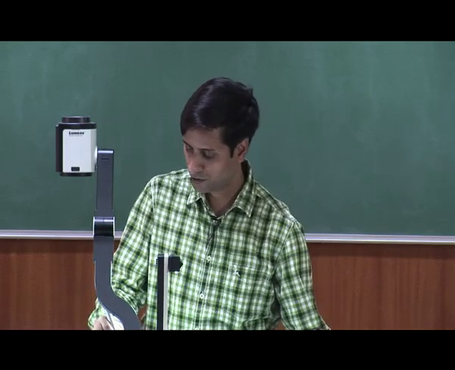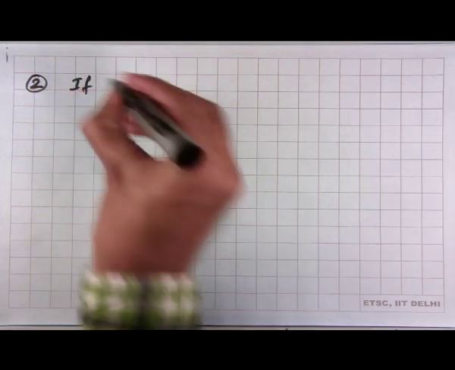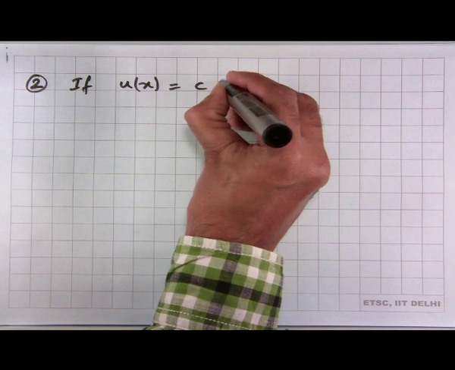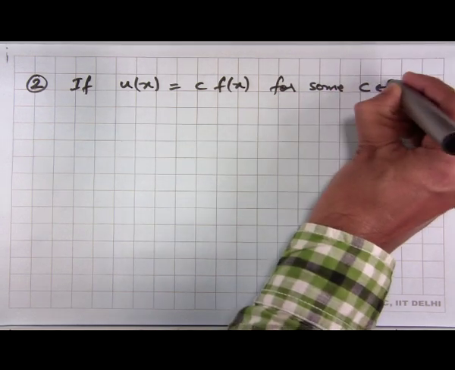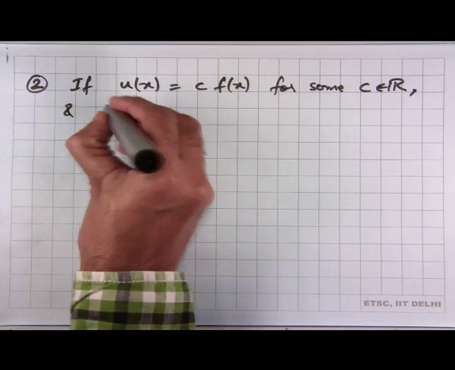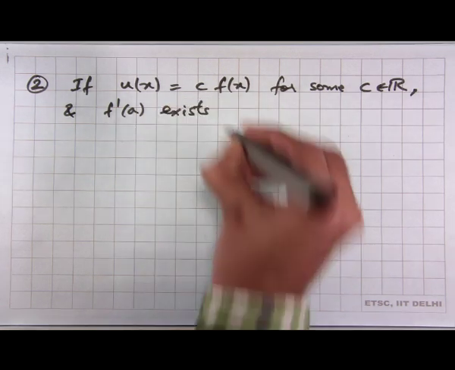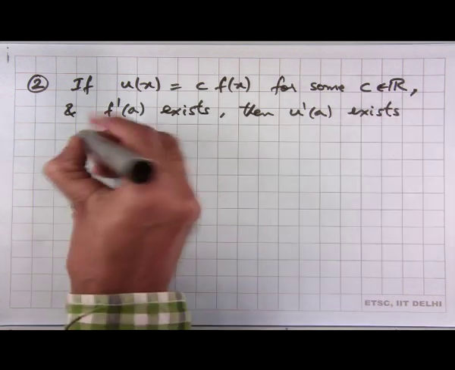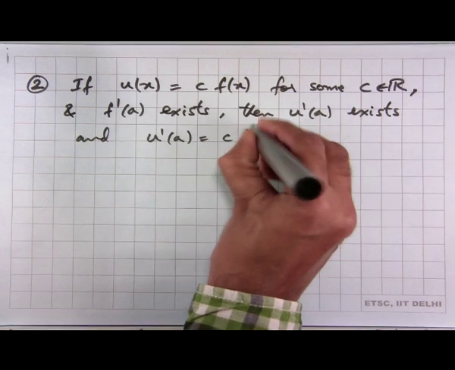Another important property is that if I write u(x) equal to some constant times f(x), for some constant c in the real numbers, and f prime a exists, that is f is differentiable at a, then u prime a exists and u prime of a is equal to c times f prime a.